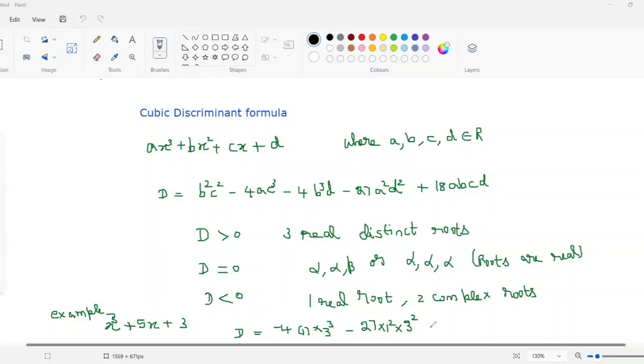This gives us the idea that this value comes out to be less than 0. Since the discriminant is less than 0, there is only one real root. So for lower grades also, they can make a question on this asking how many real roots there are for this cubic. Since the discriminant is less than 0, there's only one real root.